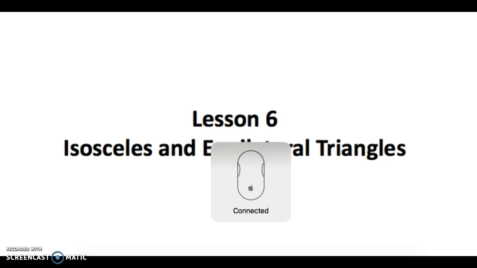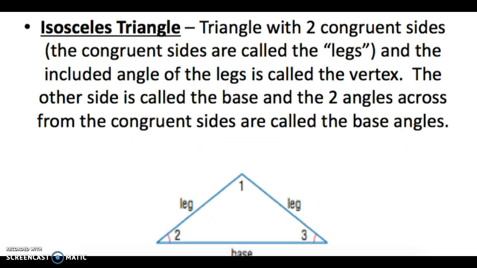The last time we met, we talked about isosceles triangles, and I mentioned that they are triangles with two congruent sides. The congruent sides are called the legs, so this side would be congruent to this side, and the included angle of the legs is called the vertex. So this would be the vertex, angle 1. The other side is called the base, and the two angles across from the congruent sides are called the base angles. So angles 2 and 3 would be base angles, where angle 1 is the vertex.